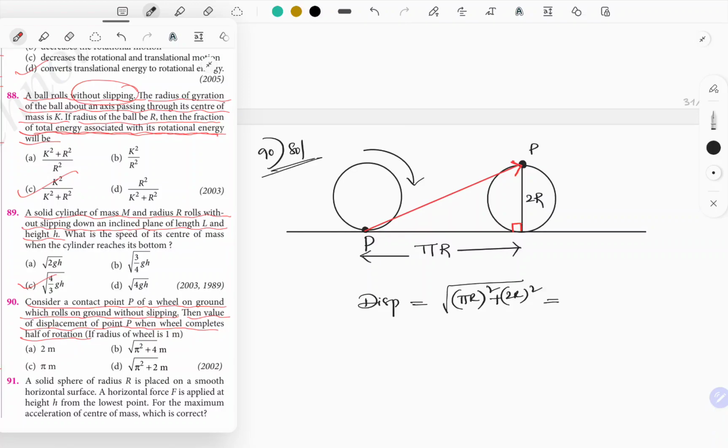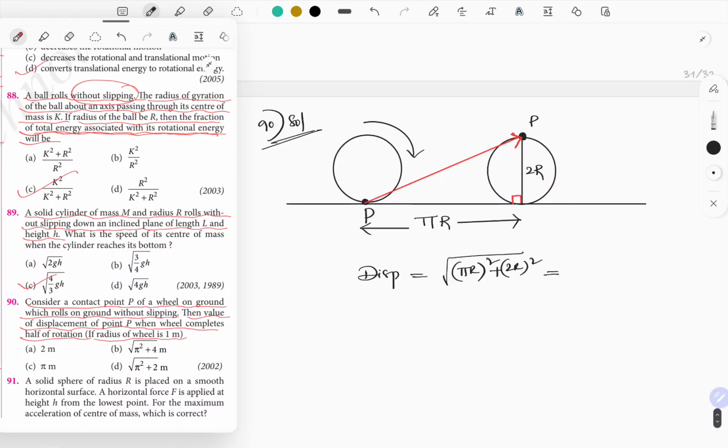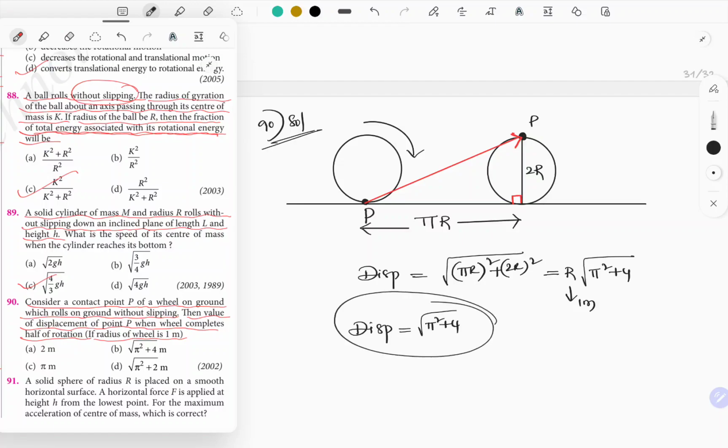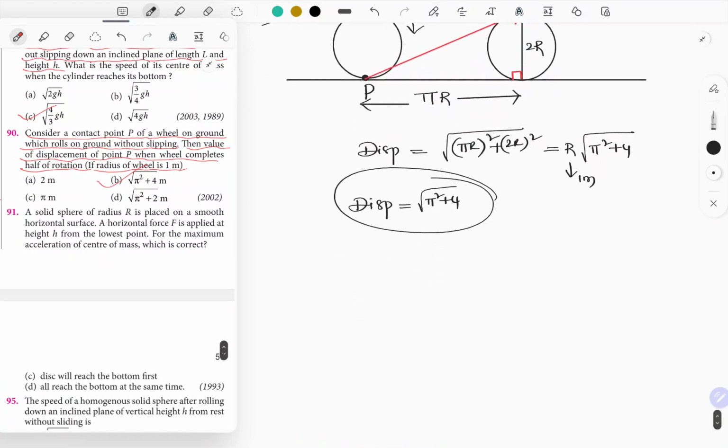Yes, they have given that, equal to 1 meter. Here, the radius of the wheel is 1 meter. So r comes outside, then r root of pi square plus 4, as r is equal to 1 meter. Displacement is equal to root of pi square plus 4. This is the answer. Which option matches? Option B is the correct answer.